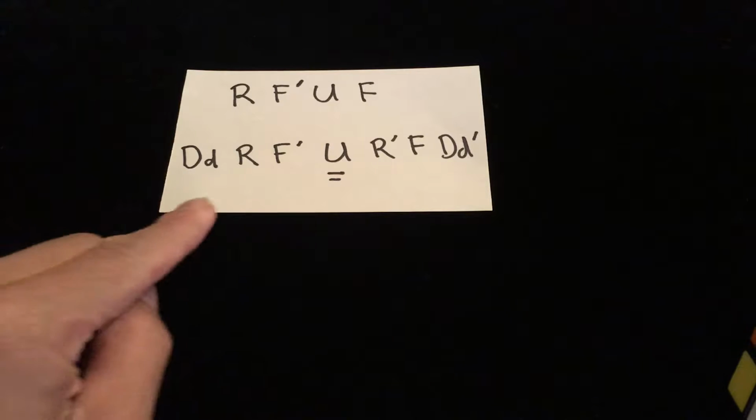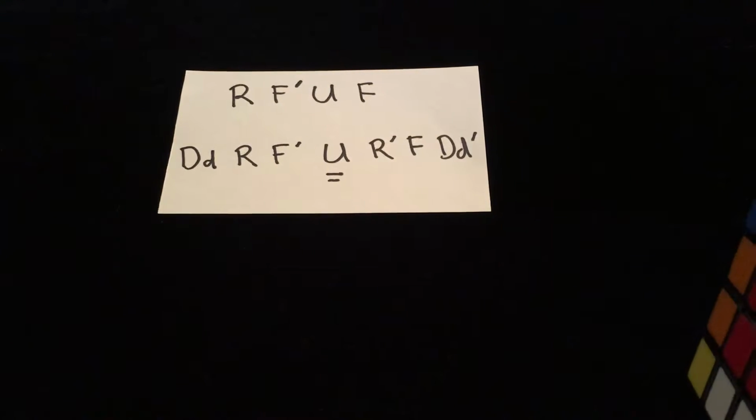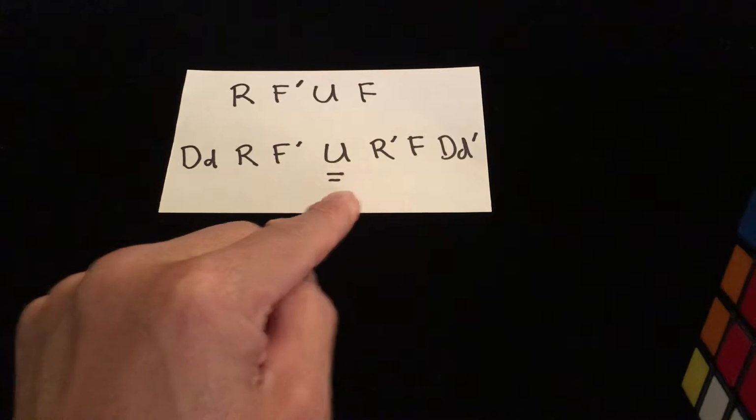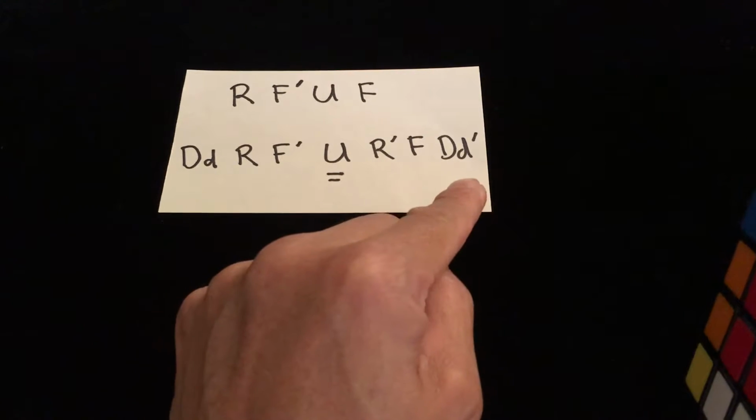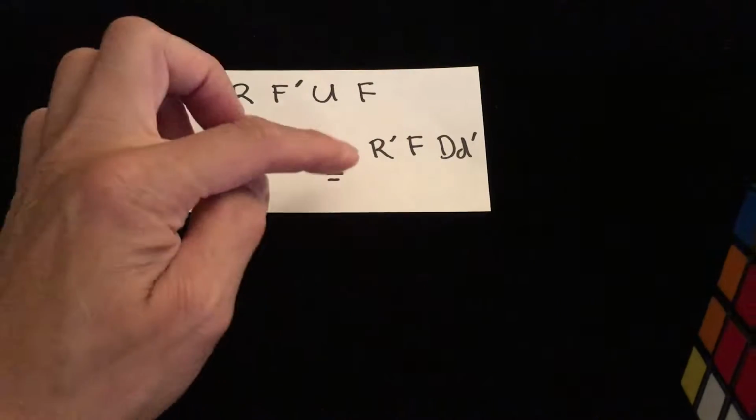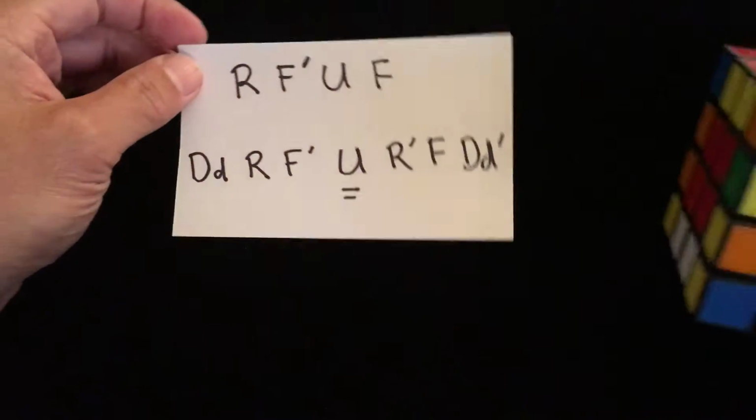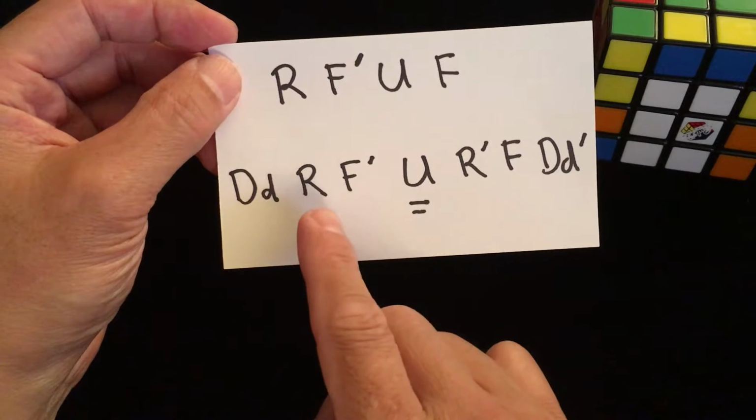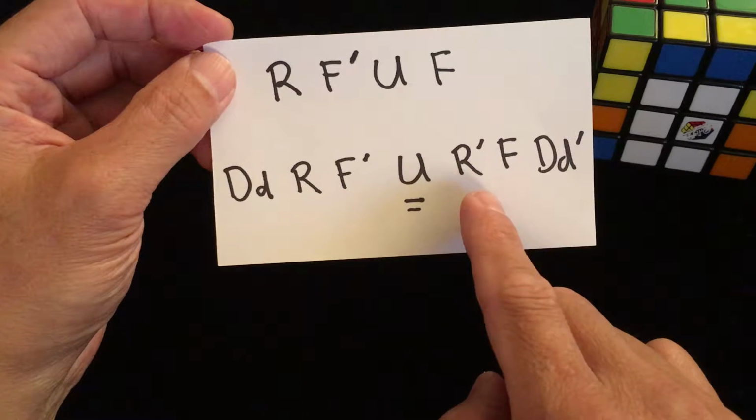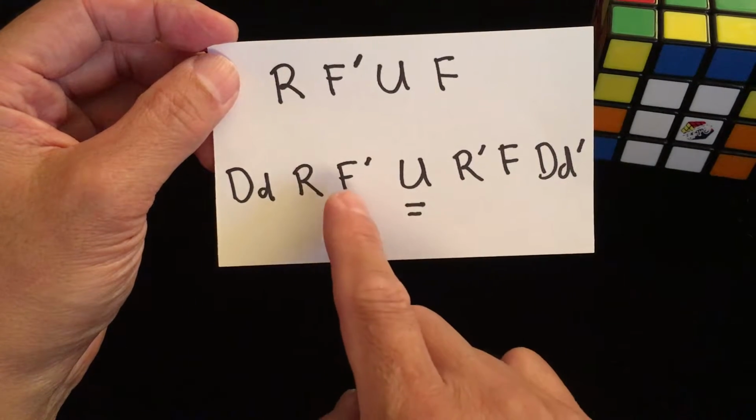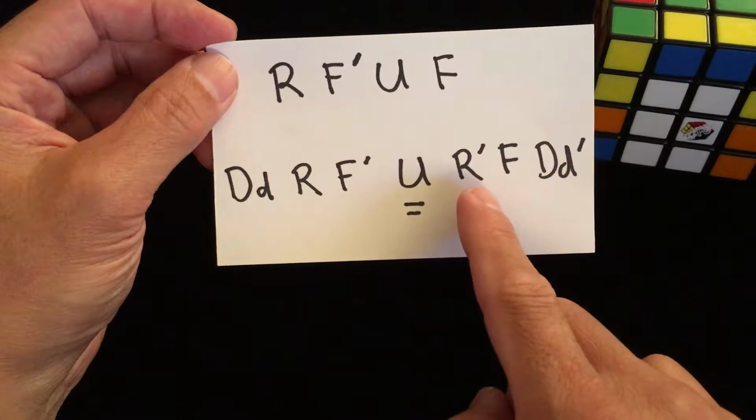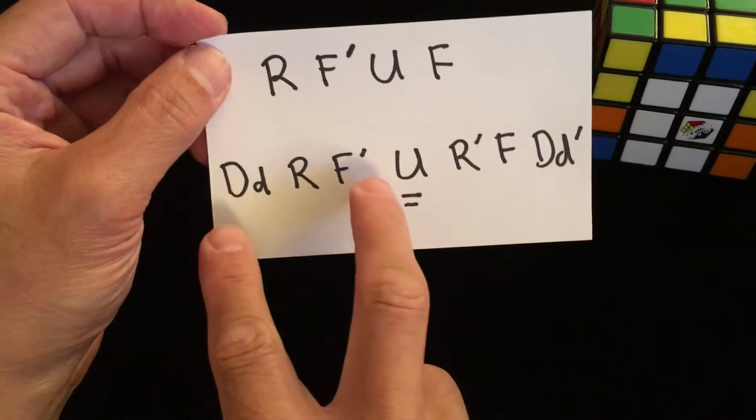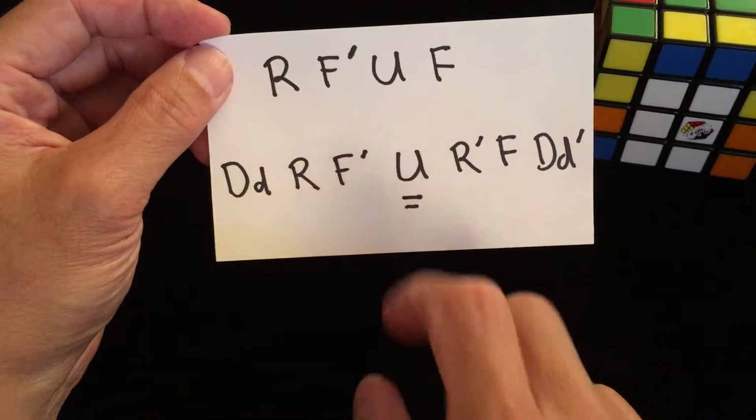The bottom one here, that's the algorithm if you want to learn it as an algorithm. So it's D, D, R, F prime, U, R prime, F, D, D prime. The reason I underlined the U, you can see there's a pattern to it. As the bottom two, there's an RF, where this one also has an RF, but the only difference is there's an F prime here and an R prime. And this D is also prime. So you can see they're almost identical, the same, except for the U divides it.